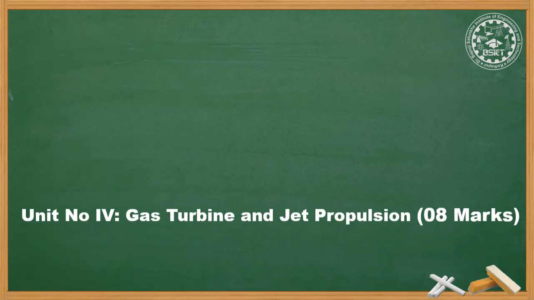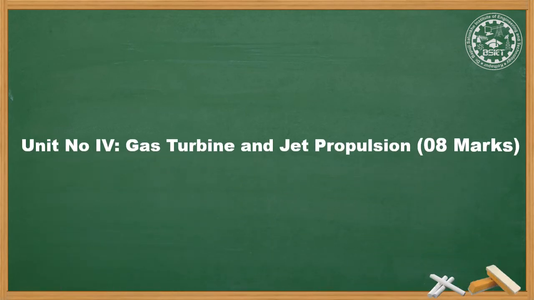Starting with the fourth chapter, unit number 4, gas turbine and jet propulsion. This chapter consists of 8 marks out of the total 70 marks syllabus.